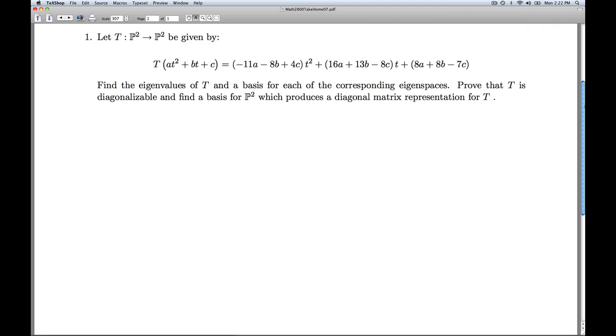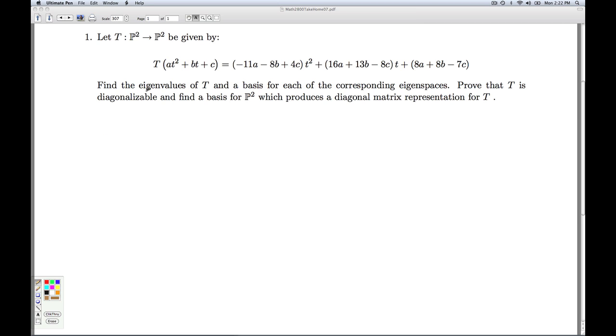We're given a linear transformation between the polynomials of degree 2 or less, given by this. We're asked to find the eigenvalues of T and a basis for each of the corresponding eigenspaces. Prove T is diagonalizable, and find a basis for P2 which produces a diagonal matrix representation. Okay, so there's a lot to do.